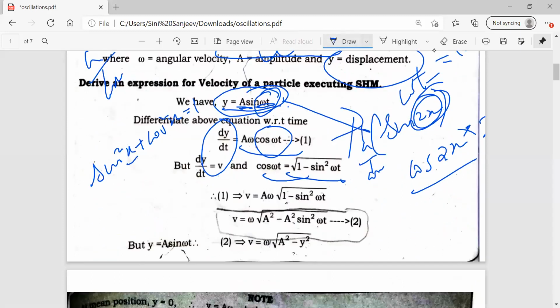Now coming to this differentiation, dy by dt is a omega cos omega t, because a is constant, I don't differentiate a. Sin omega t differentiation is just cos omega t, and omega t differentiation is omega. That's it. Smooth, very smooth.